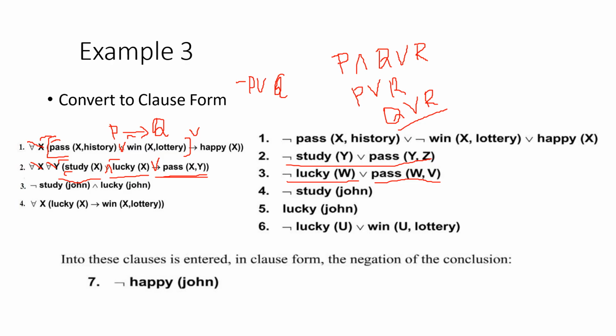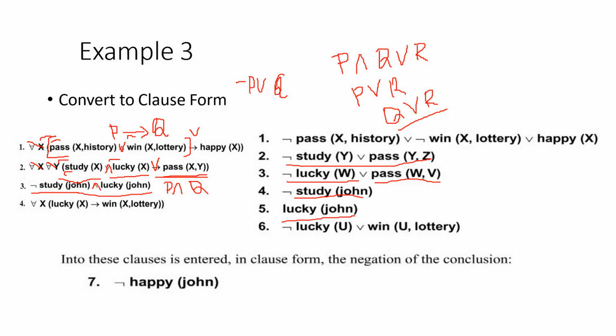Then we can see the next one, the third one: not study John and lucky John. This is the and form, the p and q form. So p and q we write as two separate clauses, one is p and another one is q. So not study John is one clause and lucky John is the second clause.